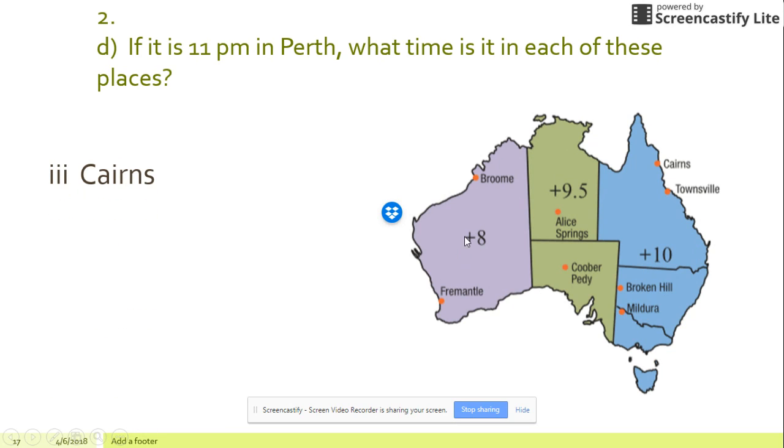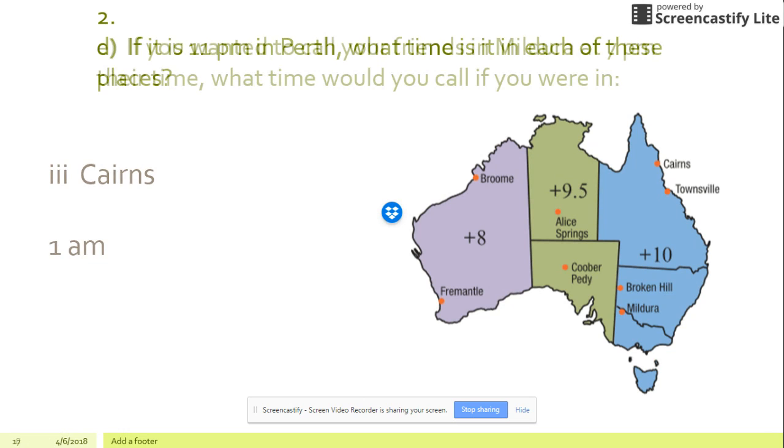Cairns. So if it is 11 o'clock in Perth, what is the time in Cairns? There we go. We've got to go ahead how many hours? So 11 plus so many hours, count on your fingers, you should get to 1 a.m.